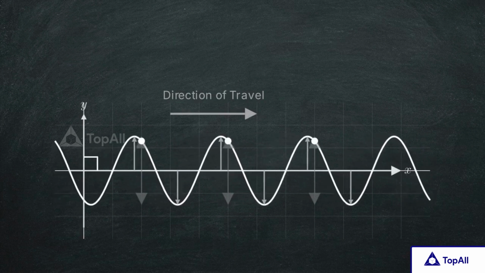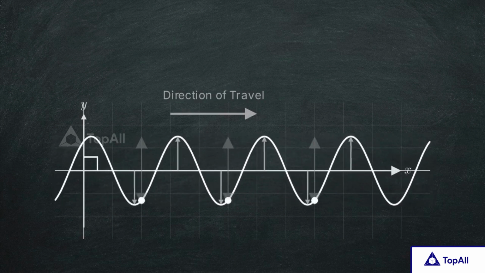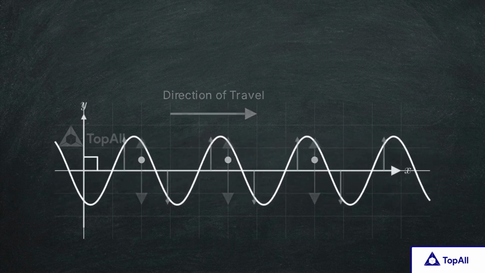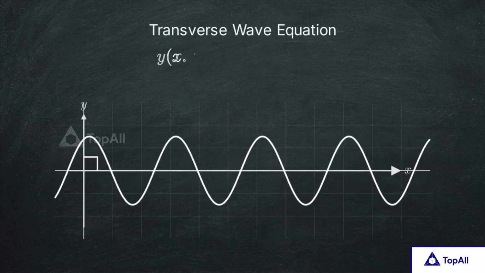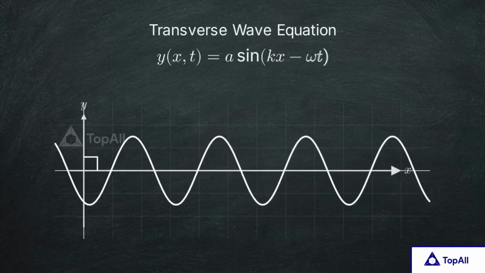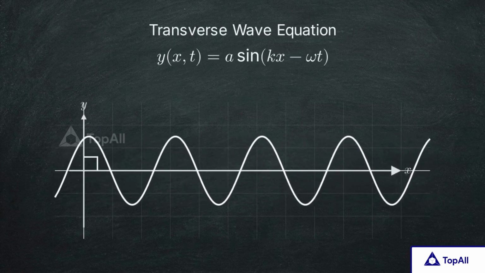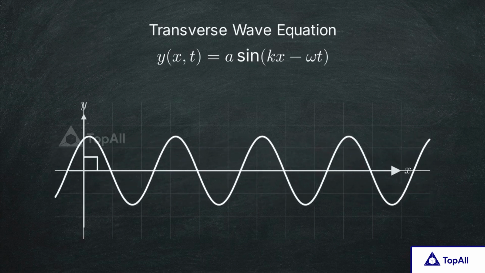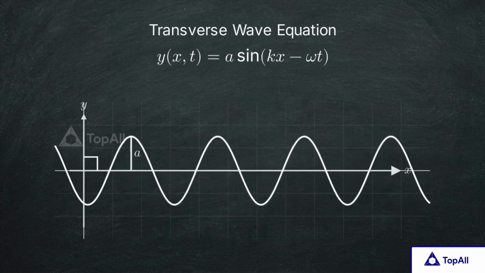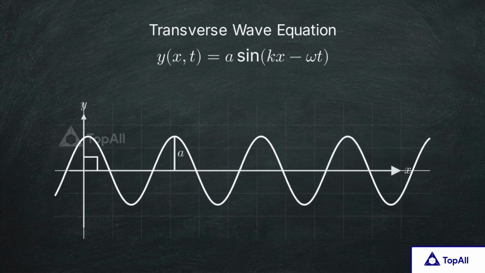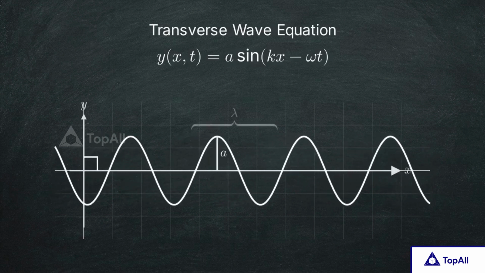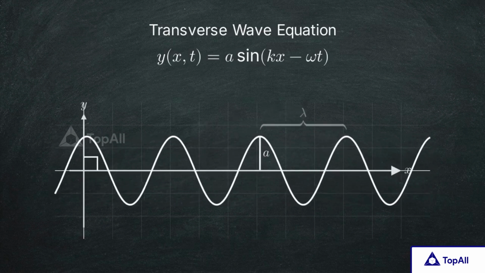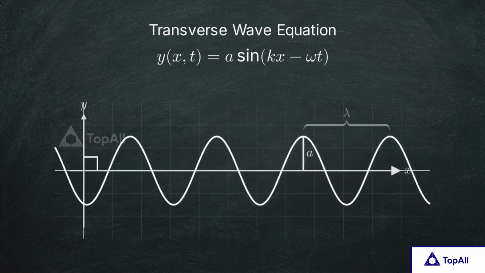This is a transverse wave, a type of wave where the medium moves perpendicular to the direction of the wave's travel. We can map that precise motion with a specific mathematical equation. Y as a function of x and t equals A times the sine of kx minus omega t. The A represents the amplitude, or the maximum displacement from the center, while the other variables define how the wave cycles through space and time.